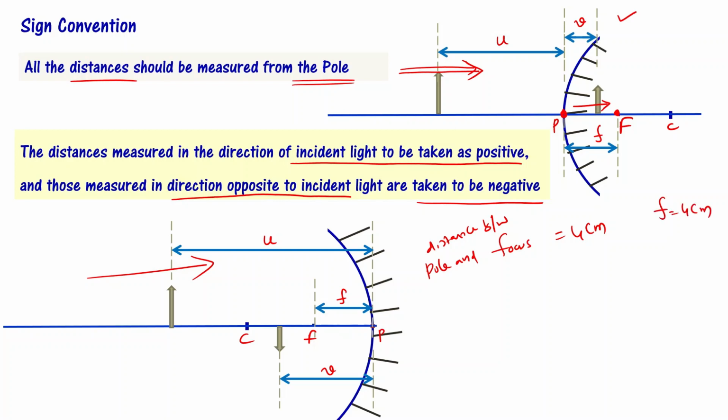Here, in the case of concave mirror, if the distance between pole and focus is given as 4 centimeters, the incident light is going in this direction. But the distance between pole and focus we are measuring in this direction, right? Meaning opposite to the direction of incident light. That's why here f is going to be minus 4 centimeters. This is sign convention. Please note this. This is very important. This sign convention is very important.